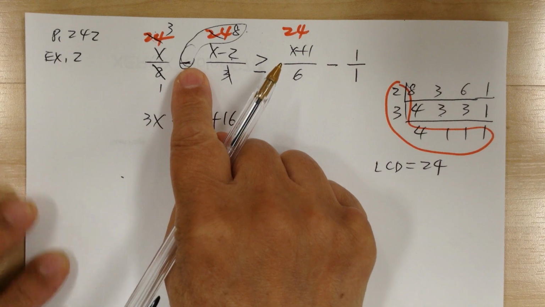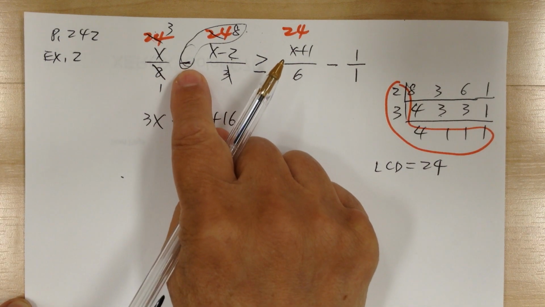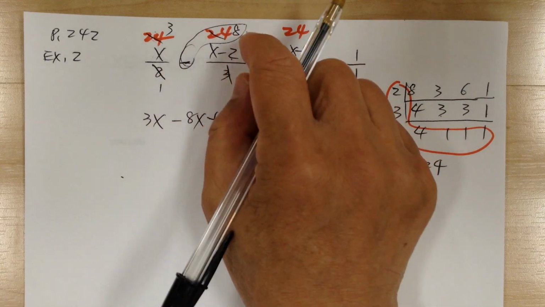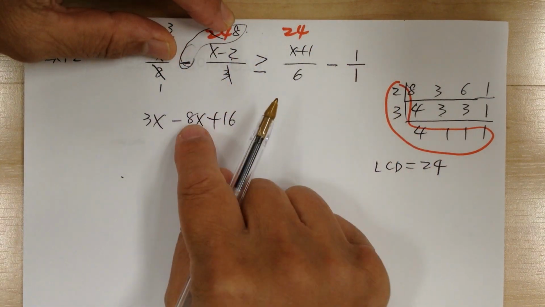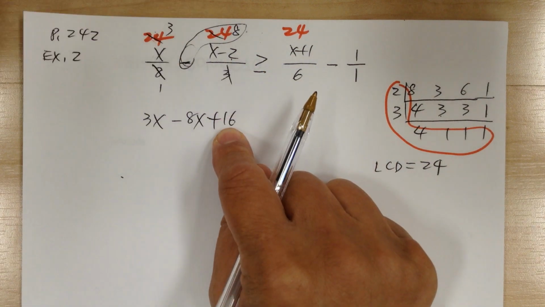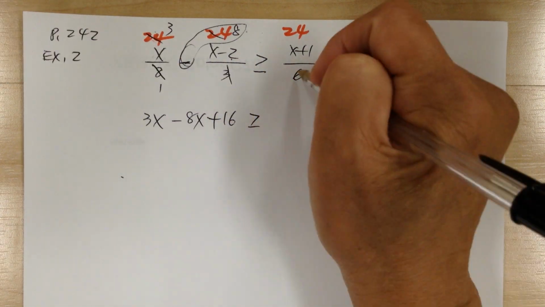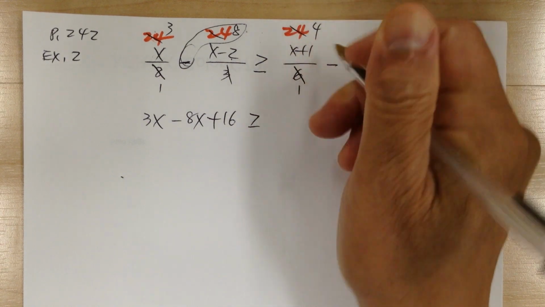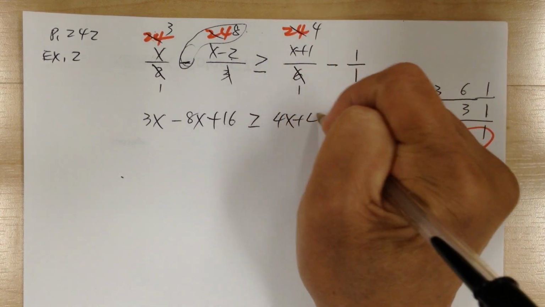So you have to be extremely careful with the negative. Again, negative times 8 is negative 8. So negative 8 times x is negative 8x. Negative 8 times negative 2 will give you positive 16. Okay, so just be careful with that. Now 6 and 24, you can divide by 6, so you get 1 and 4. So you get 4x plus 4.